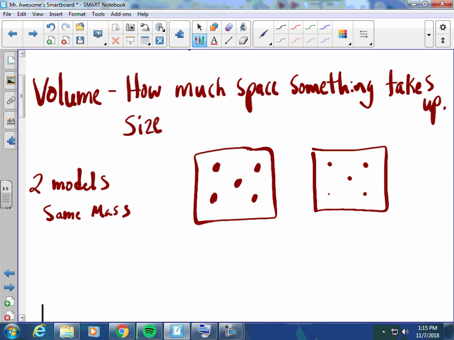Why do you say that? Okay. So it's the same amount of dots. So each one has 5 dots. But these dots are larger and they take up more space. And so it has more density. Is that what you say? Okay. Everybody agree with that? That's the best way to show that, I think?